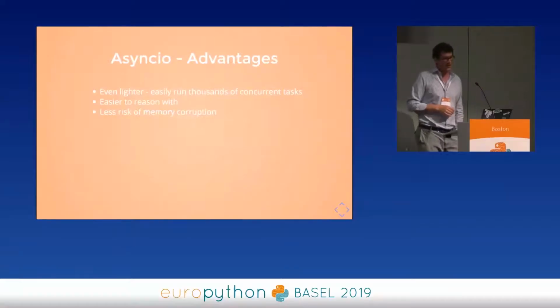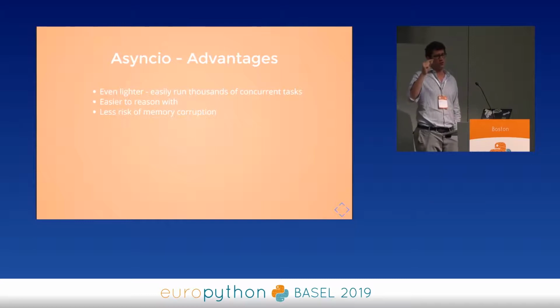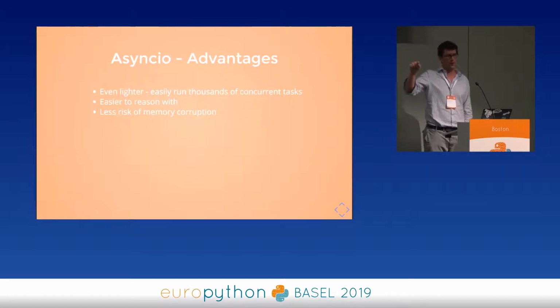So the advantages of async IO: even lighter than processes and threads. We can quite happily have, say, thousands of WebSockets connected to a single host, processing all of them without enormous amounts of CPU or memory usage. They're a lot easier to reason with because you are explicit about where you're going to go and do some networking, where your current piece of code is going to release and do an await, and so other code might get executed when you're doing networking and when you're not doing networking. And there's technically less risk of memory corruption because we're only ever running one bit of Python at a time.